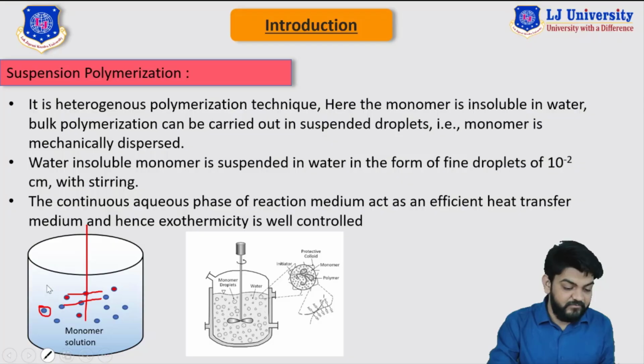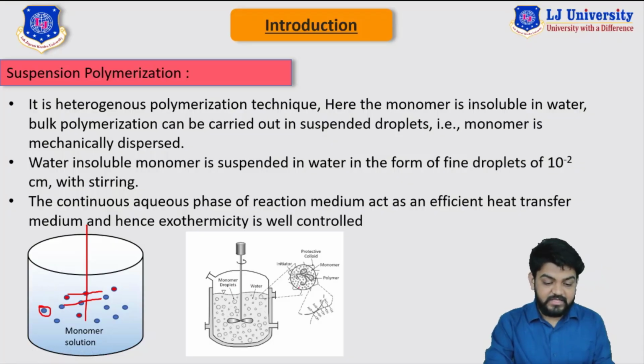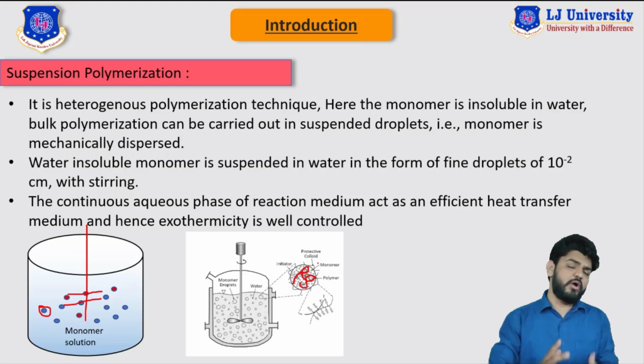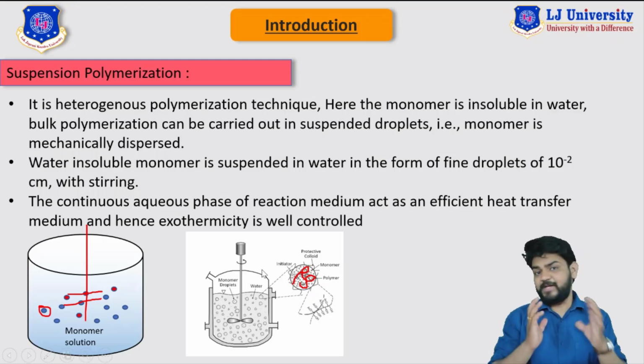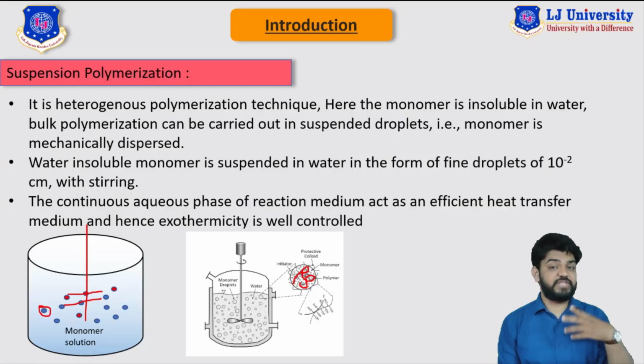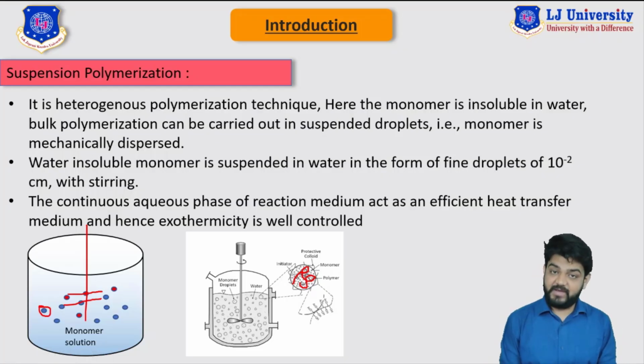Let me just take a pen one more time. You can see here this polymer is now generated like this inside the suspension. So this is what we mean by the suspension polymerization technique. This suspension polymerization technique is very much advanced than the solution polymerization, because we are suspending our monomer, we can get better heat transfer efficiencies.